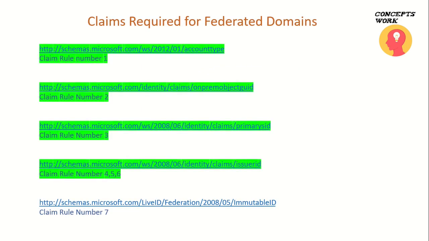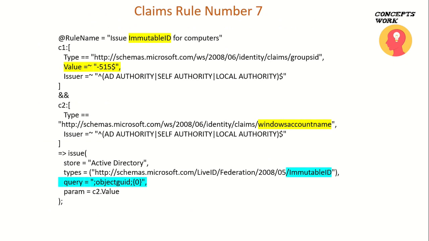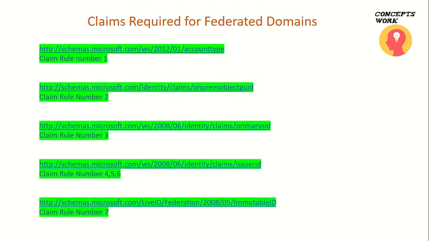So we have covered the issuer ID part as well. And the last part is to send the immutable ID of the computer, which is again sending the object GUID as the immutable ID. So these are all the 6 rules, or in fact 7 rules, which have to be available on ADFS, and only then is the authentication processed.